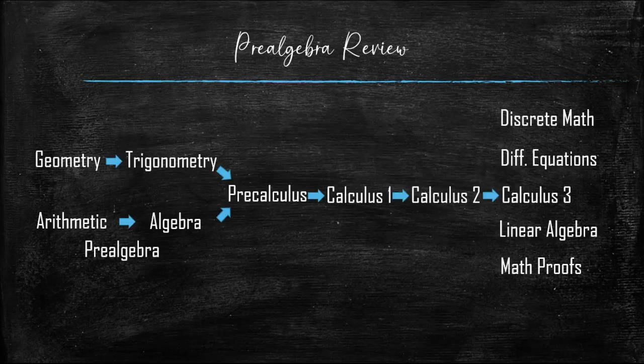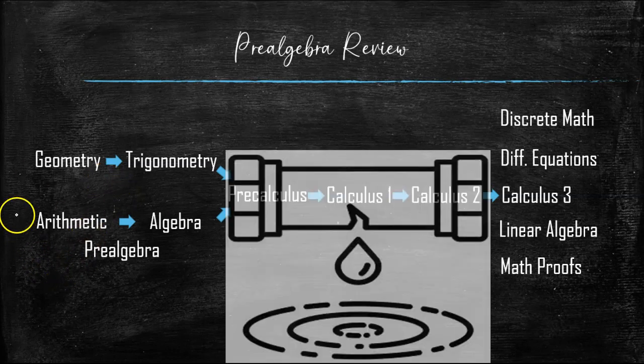First of all, let's take a look at this map in which you can see that a sequence pre-calculus, calculus 1, calculus 2 forms a pipeline from the beginning of mathematics into this number of courses that we would call lower division math courses. And pre-algebra serves as a bridge from arithmetic to algebra.